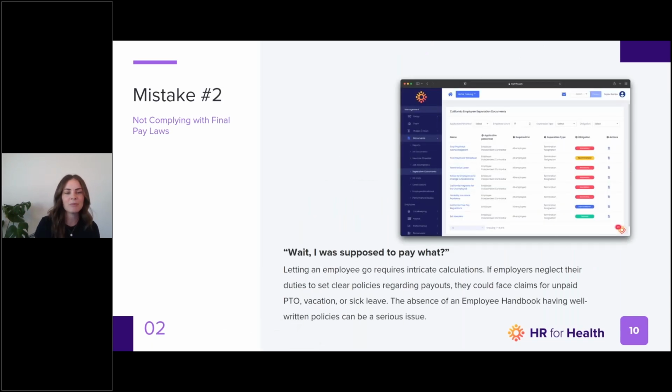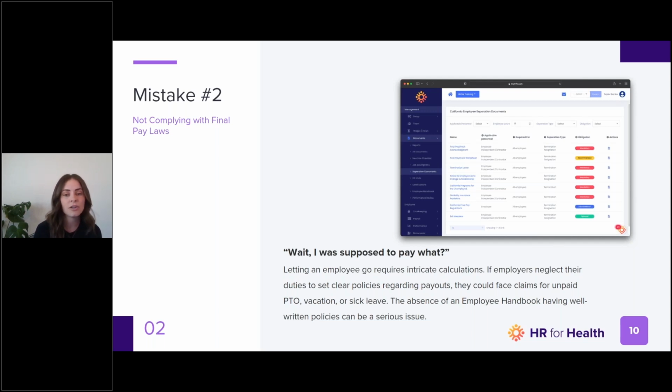Okay, mistake number 2, not complying with final pay laws. Each state actually has their own final pay requirements. That could be whether or not PTO or vacation needs to be paid out. It could be the timing of the paycheck. Some states might be okay with the next pay period, some states require it to be the same day of termination. So you want to make sure that you know what your state's requirements are.